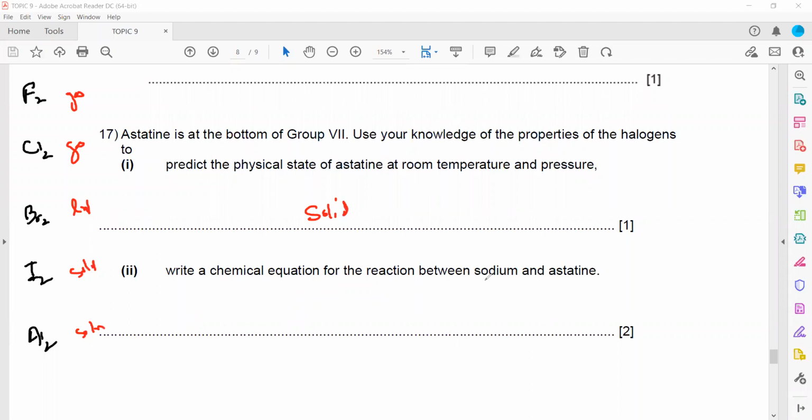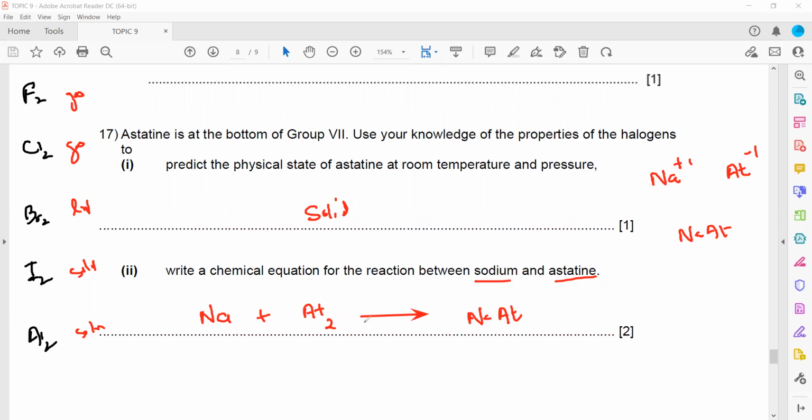And write a chemical reaction for sodium and astatine. Sodium is a metal, so Na. Astatine's symbol is At, and because it's a non-metal, it exists as a molecule. As a result, it will produce sodium astatide. So what is the formula for sodium astatide? Sodium is group 1, so +1, and astatine is group 7, so -1. So the formula is NaAt. First we write the product and then we balance.